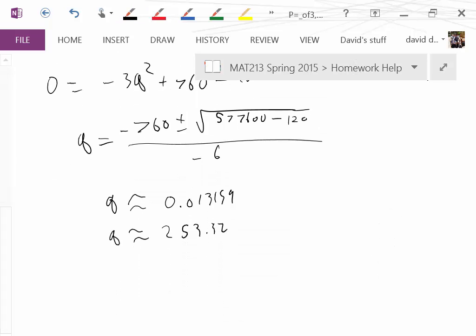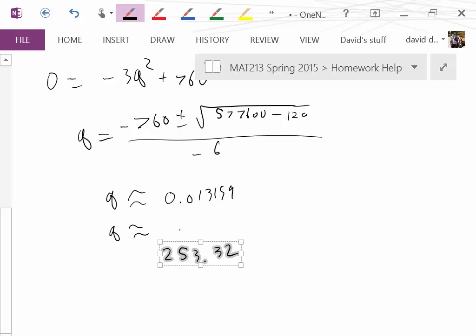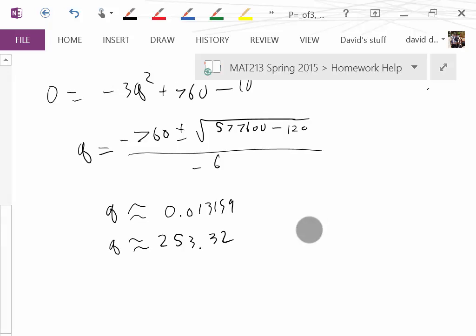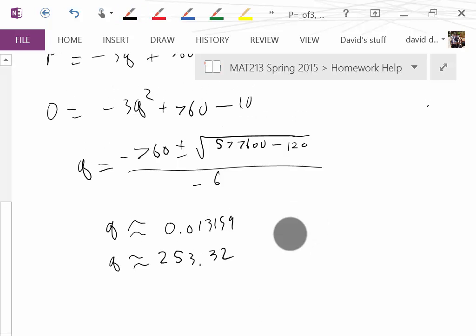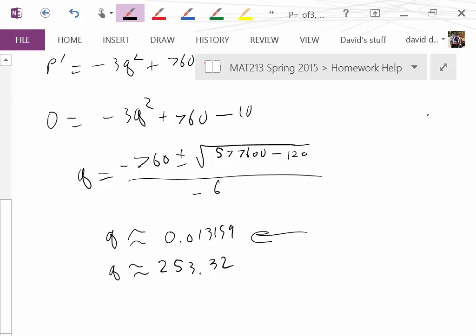Okay, so now I got, sorry, my chicken scratch, this is 253.32 is what that's right there. Okay, so these are the two answers I got, and now let's talk about what they would mean. Our goal is to maximize profit, and our options are either essentially 0 or 253.32.